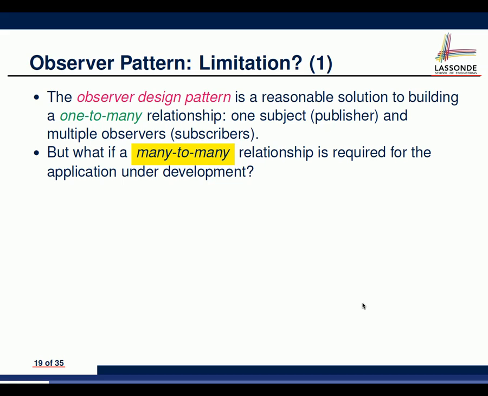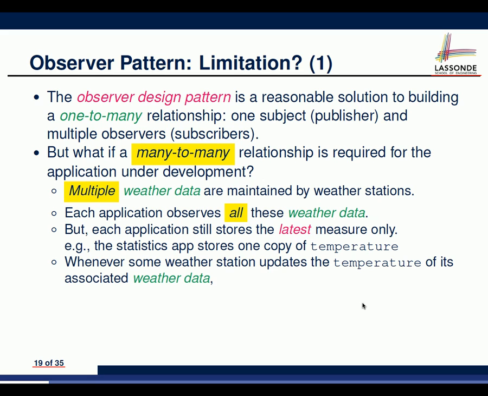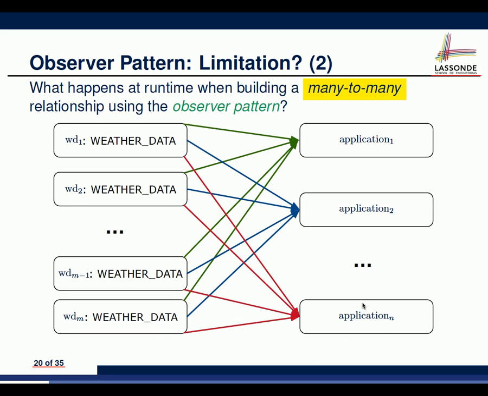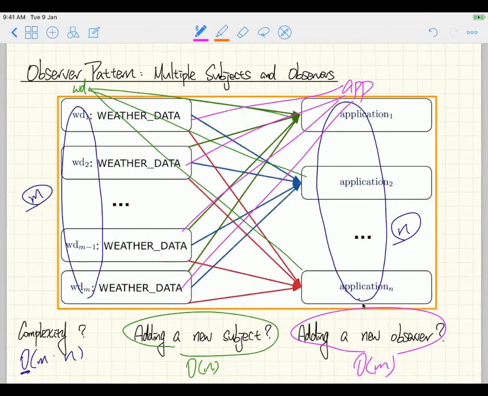Basically, in general, we want to have many-to-many relations to support multiple subjects and multiple observers. You can read this through. It's the same as before. That's the diagram we just went through. What we really want is event-driven design. Before I talk about what event-driven design really is, let's think about how we can improve the complexity of the diagram over here.